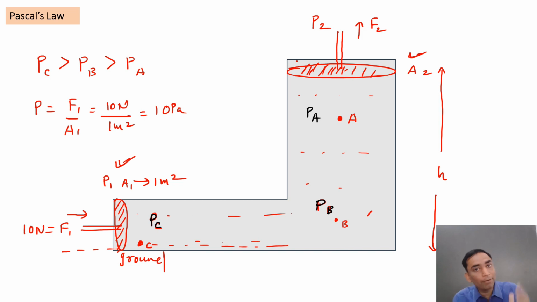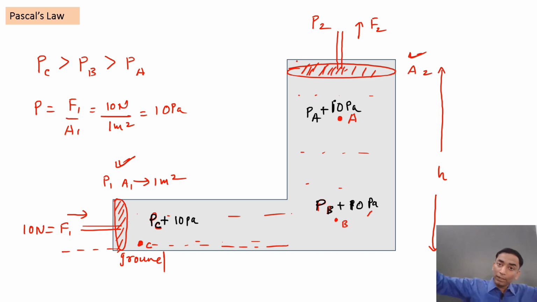But now, since you have exerted the force, the pressure everywhere becomes more by an amount of 10 pascals. So here the pressure becomes PC plus 10 pascals. Here the pressure was PB, and the extra pressure becomes 10 pascals. And over here the pressure earlier was PA, now it becomes PA plus 10 pascals. I don't mean to say that everywhere the pressure becomes 10 pascals. No, that's wrong. Everywhere the pressure increases by 10 pascals is the meaning of Pascal's law.